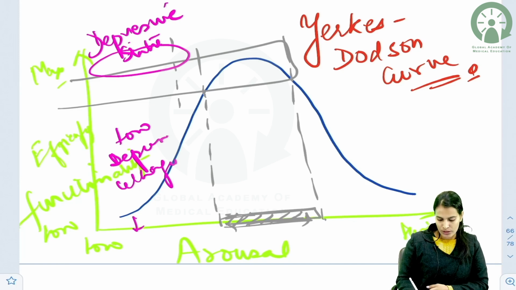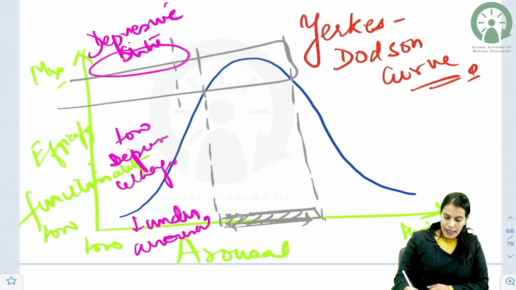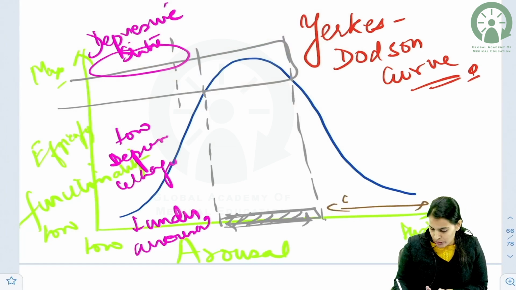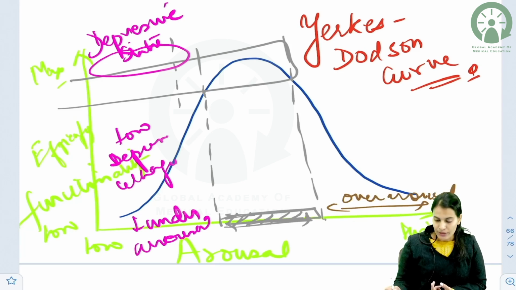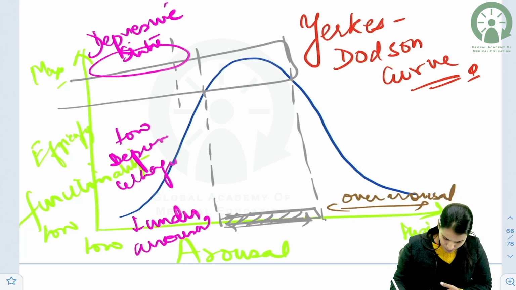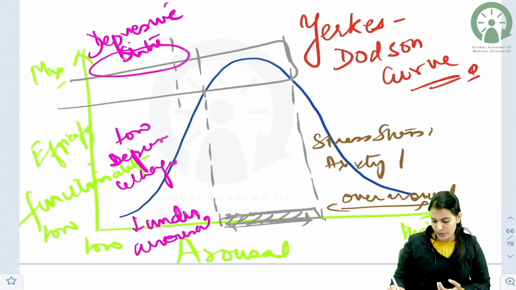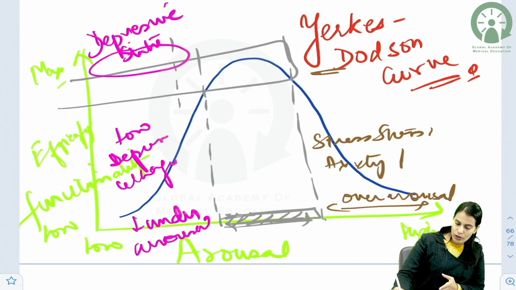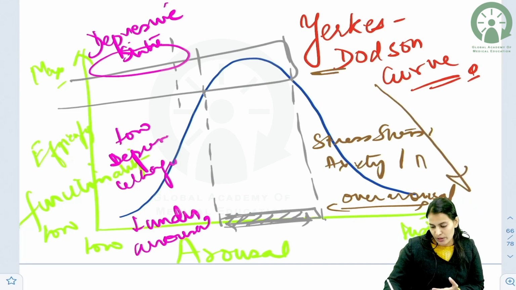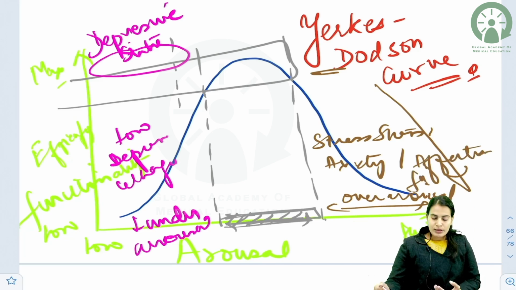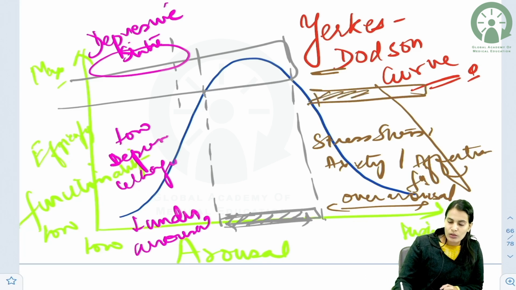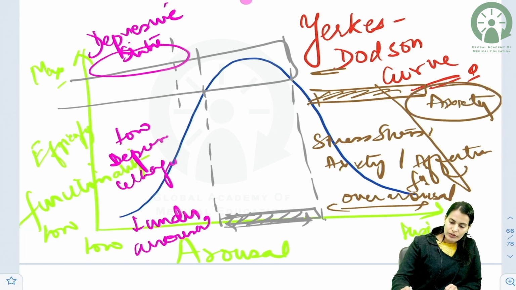And what happens if a person is aroused beyond the optimal requirement? This is the state of over-arousal, where the person would experience a state of anxiety. Extreme stress and extreme anxiety will be felt, and this will affect the efficacy. From a good efficacy or functionality, the person is reduced to a lower efficacy. So at this state of hyper-arousal, it is an anxiety-like state. The concept of the functionality and its association with the arousal state was given by Yerkes and Dodson. So this is the Yerkes-Dodson curve.